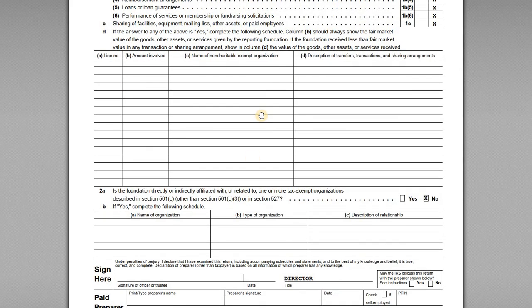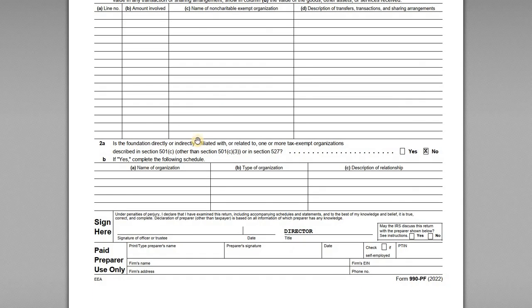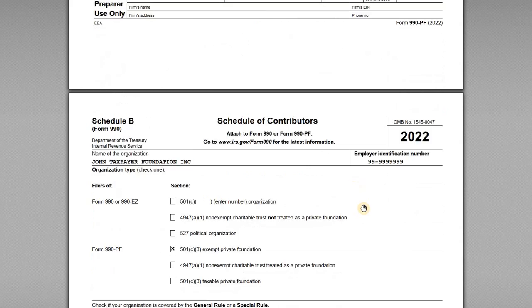Now you should separate them based on relationship. So if it's truly a third-party relationship, then you can list them here in this section. But if they are directly or indirectly affiliated with you, then you would have to enter that information down here under 2B. Okay, all right, so that covers all the main parts.